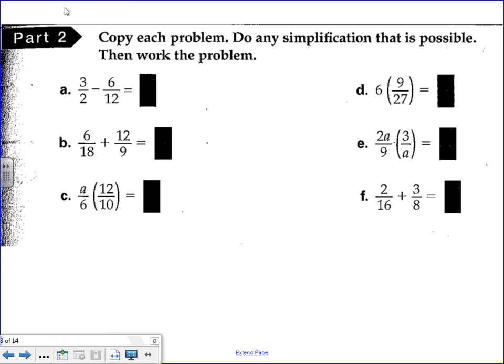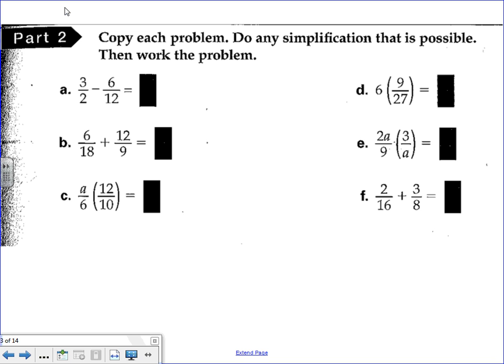This is the review for Part 2 of Mastery Test 3. Part 2 is simplifying fractions that are added or subtracted or multiplied. Now remember, if fractions are added or subtracted, we can only simplify each fraction. If they are multiplied, then we can simplify across the fractions as well. So we're going to take a look at letter B to start with.